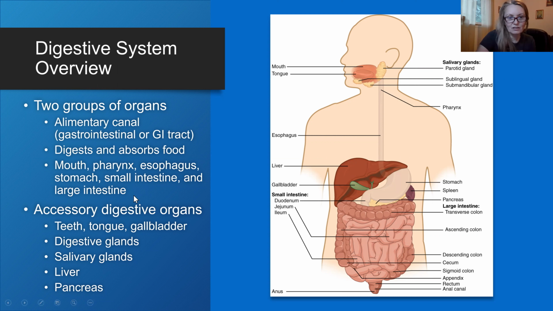And accessory organs include teeth, tongue, gallbladder, salivary glands, liver, and pancreas. So those are organs that are important in digestion that allow you to digest the food. However, it's not a tube, right? So the food is not going through those organs.